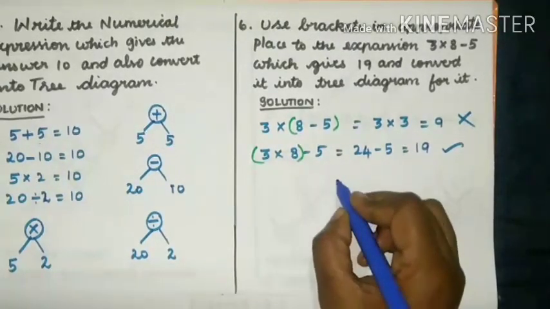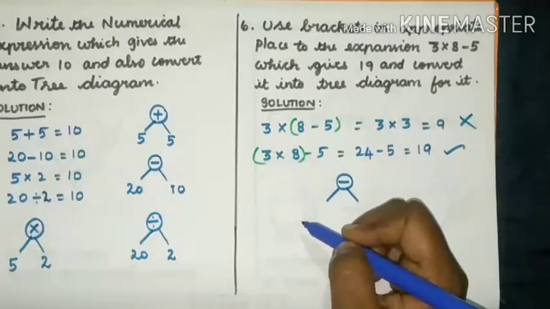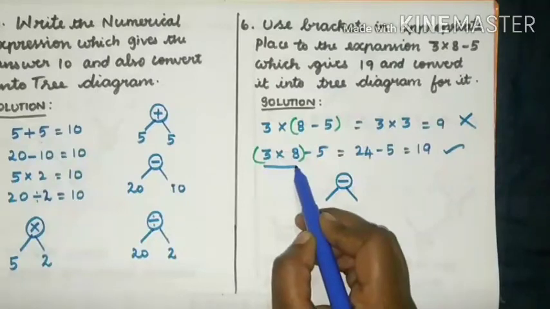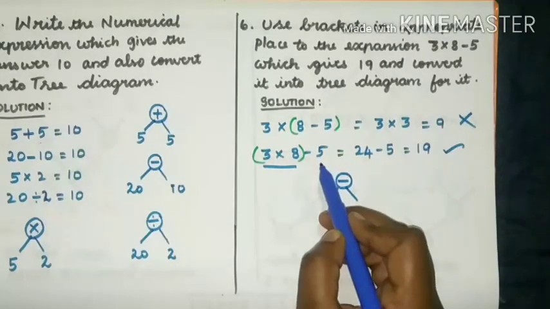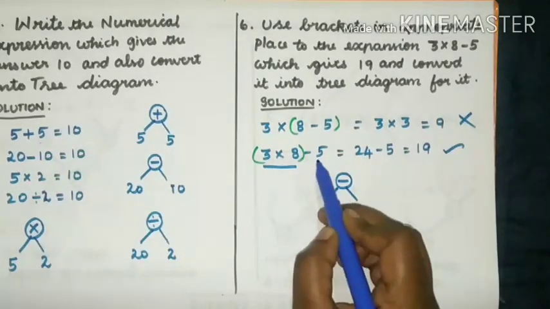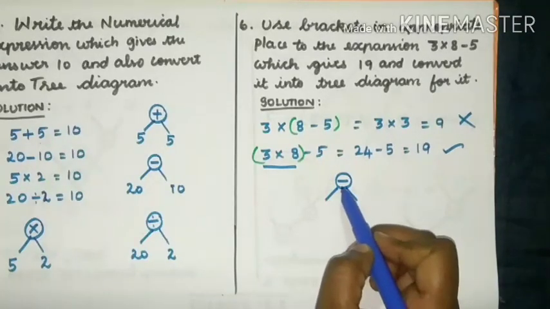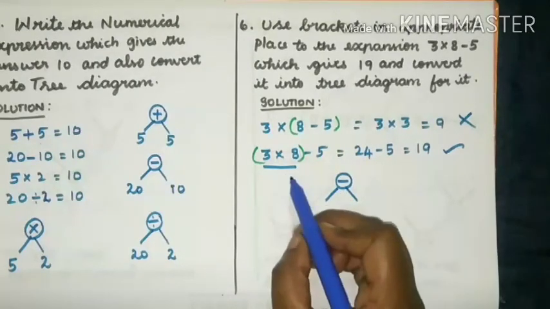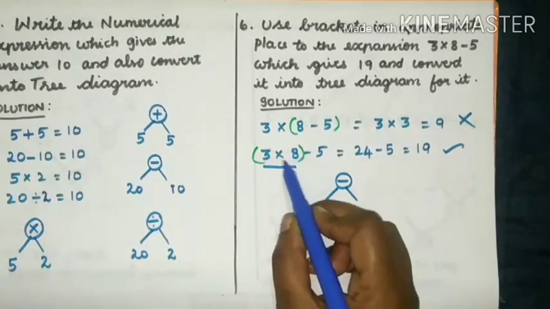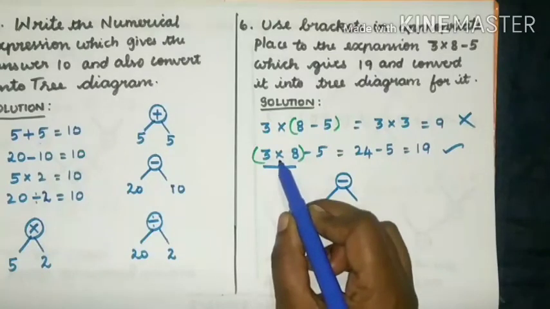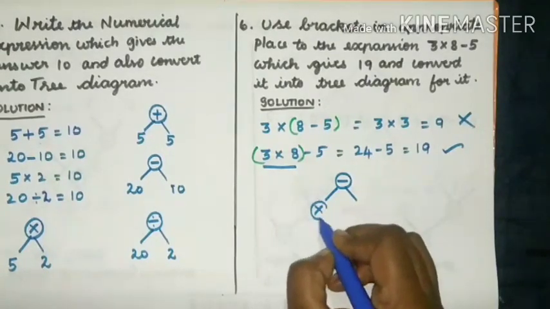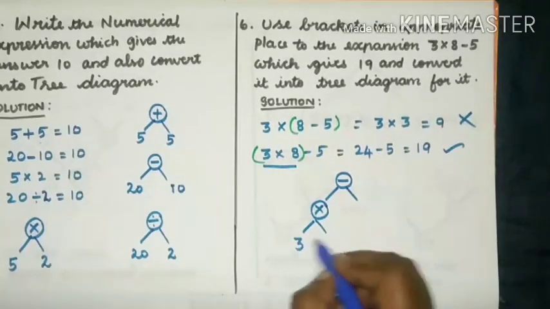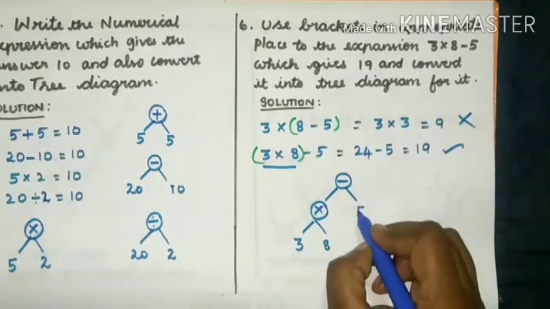First, you have to use the subtraction symbol. Why do we have to use the subtraction symbol first? Yes, 3 into 8 is considered as one term and 5 is the second term. These two terms are connected with the operation minus. So, you have to write the subtraction symbol first and then 3 into 8. Here 3 and 8 are connected with the operation multiplication. Which two numbers are multiplied here? Yes, 3 and 8. And then you have to write 5 here.